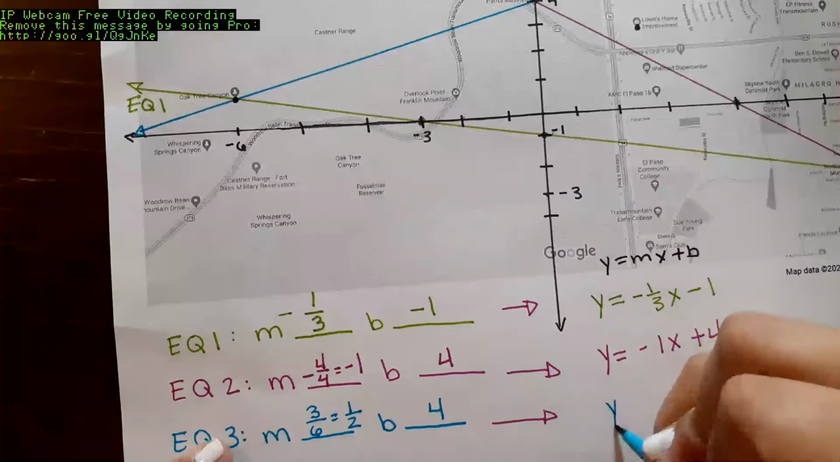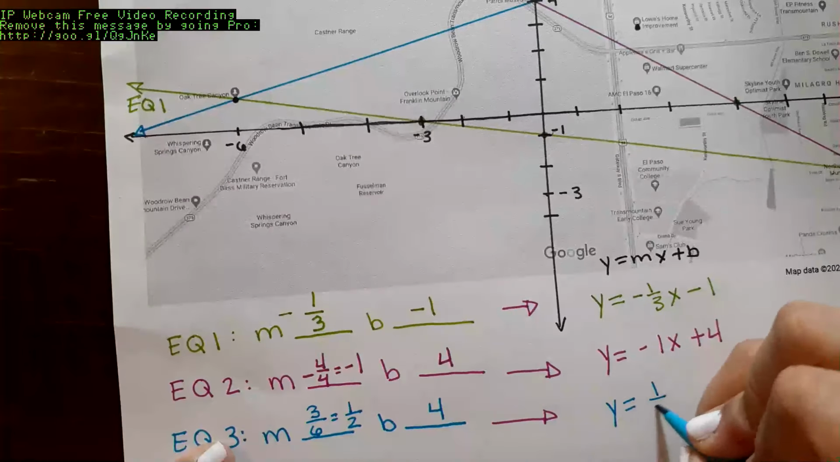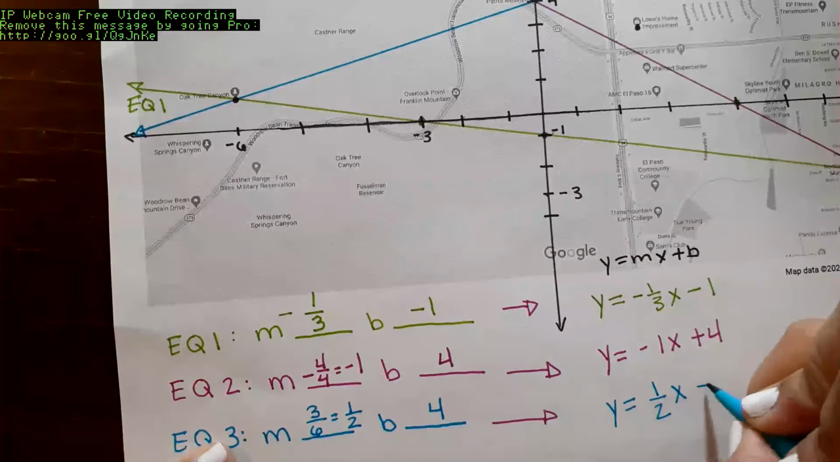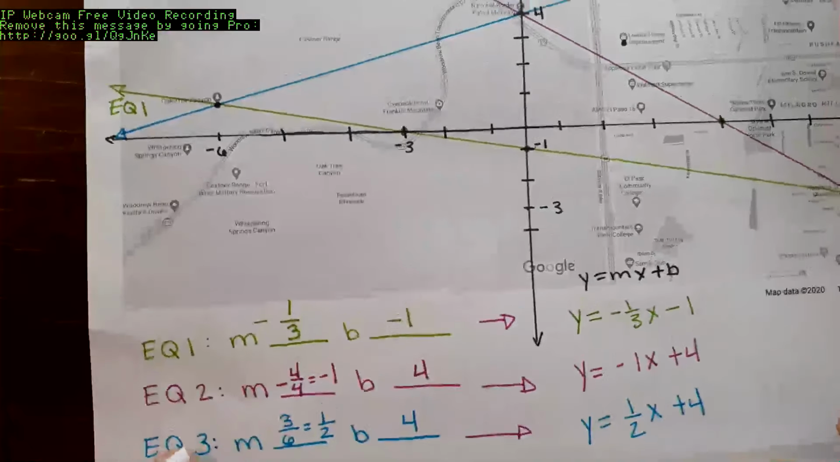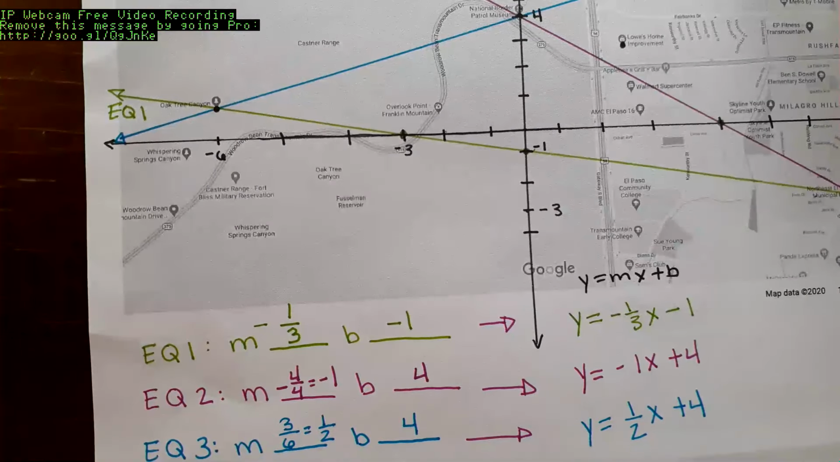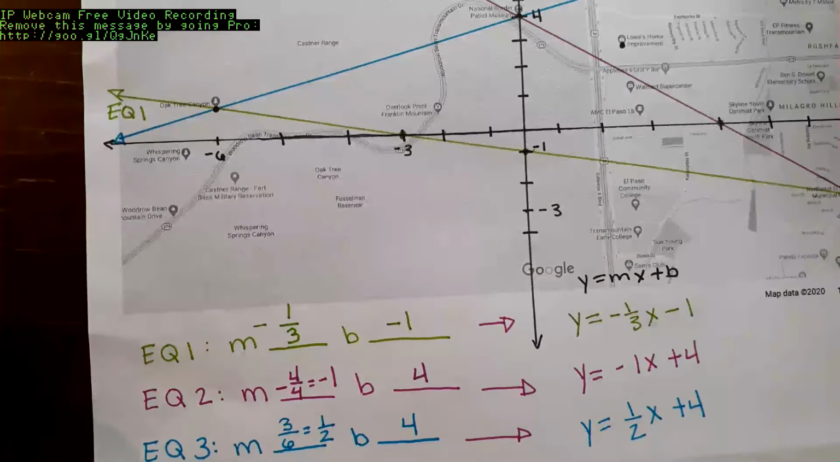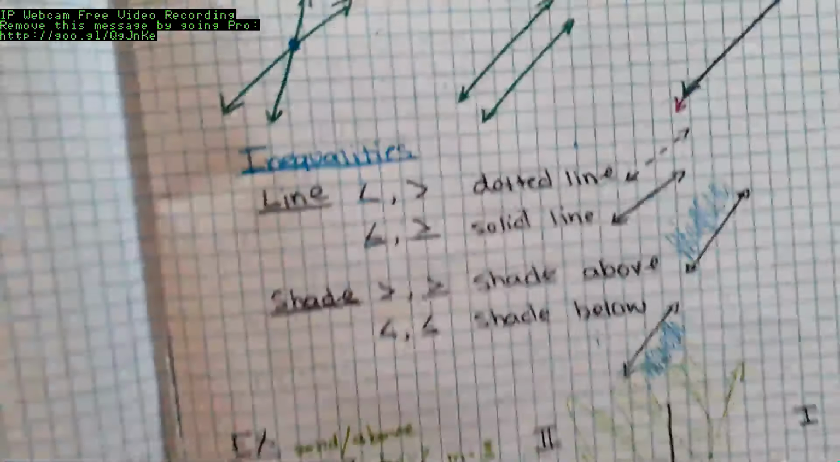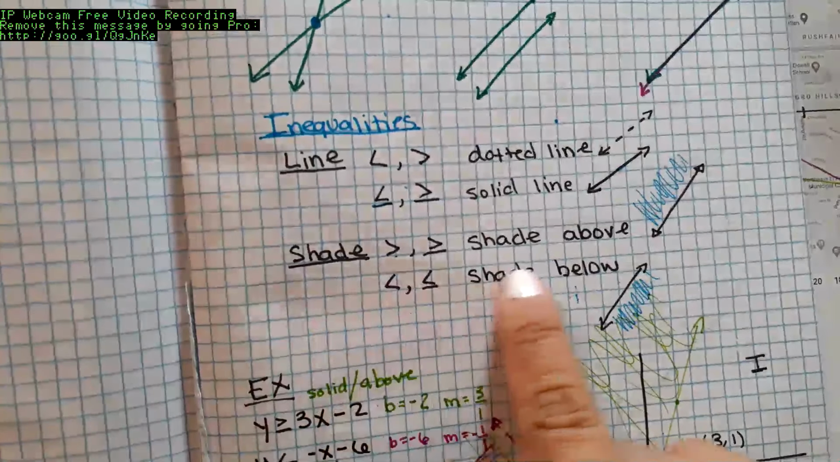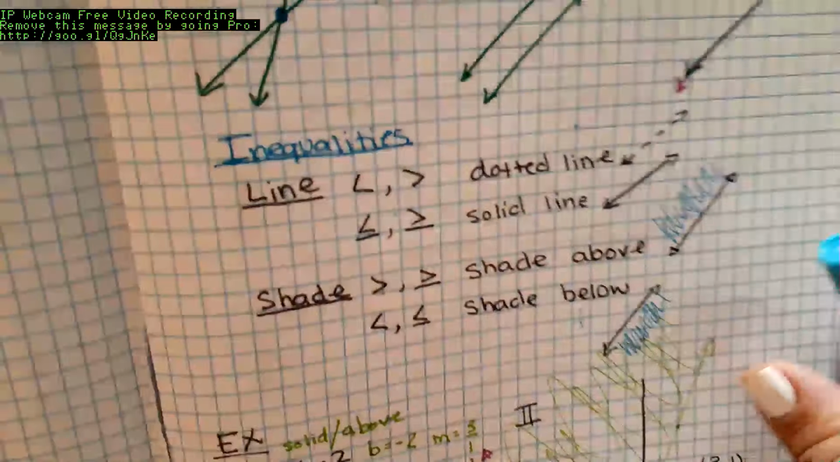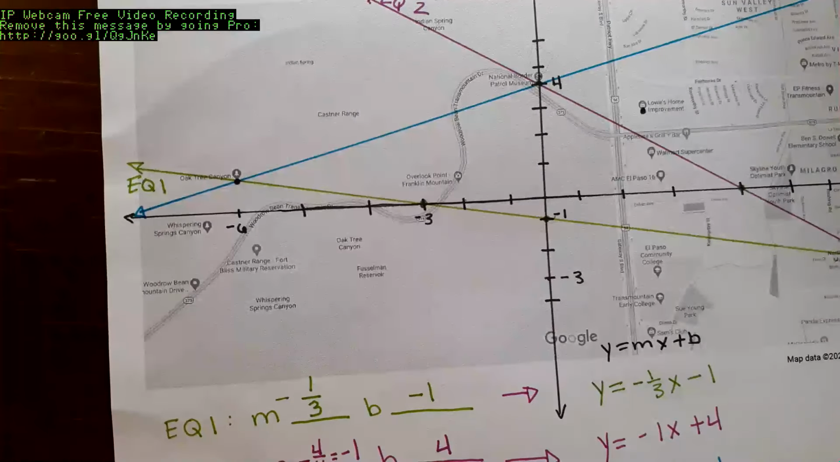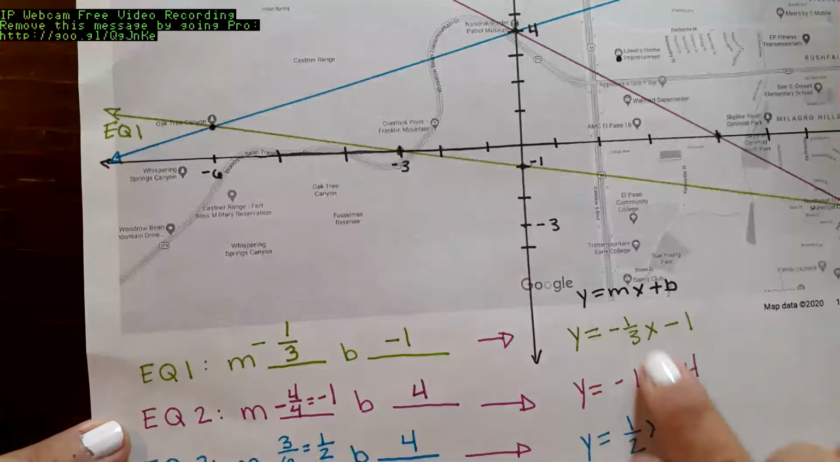And y equals 1/2 x plus 4. Okay, so now that I have my equations, do you remember when we were going over the shading of our inequalities? So let me bring it up real quick for you. Okay, so this part. So this is what we're gonna look at. So in my equations, I'm gonna turn these into inequalities.